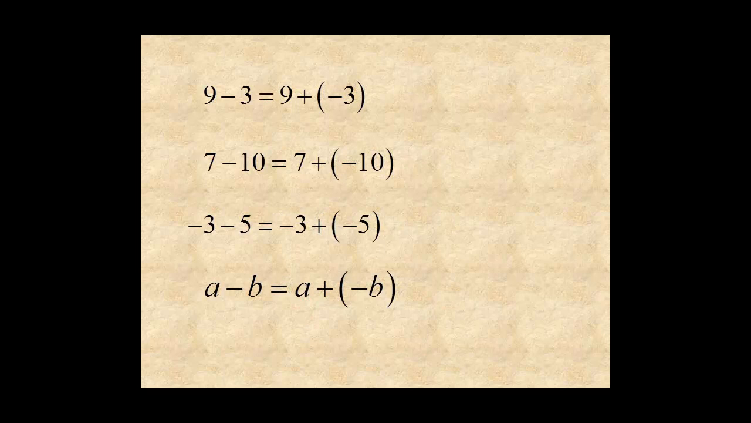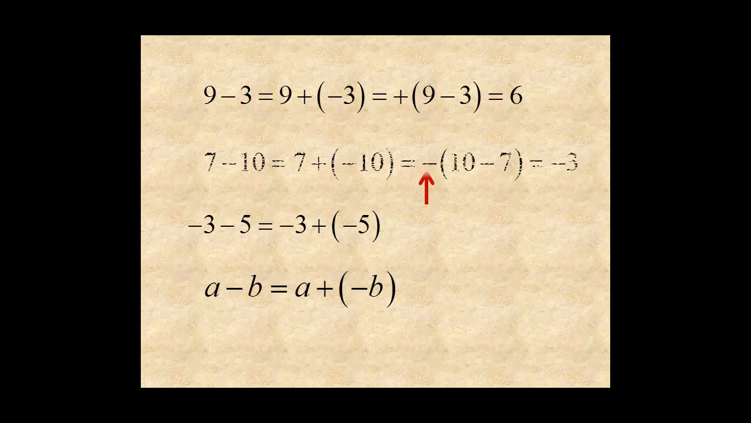So 9 minus 3 is rewritten as 9 plus -3, which is positive, the difference of 9 and 3 for 6. And 7 minus 10 is rewritten as 7 plus -10, which is negative, the difference of 10 and 7 for negative 3. Finally, negative 3 minus 5 is rewritten as negative 3 plus negative 5, which is negative the sum of 3 and 5 for negative 8.